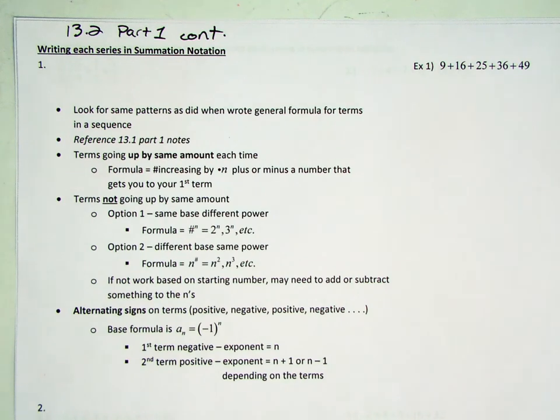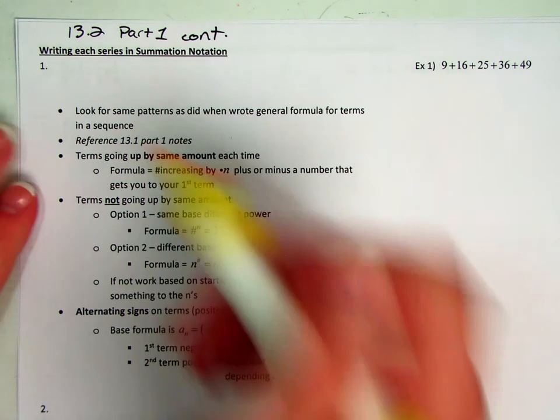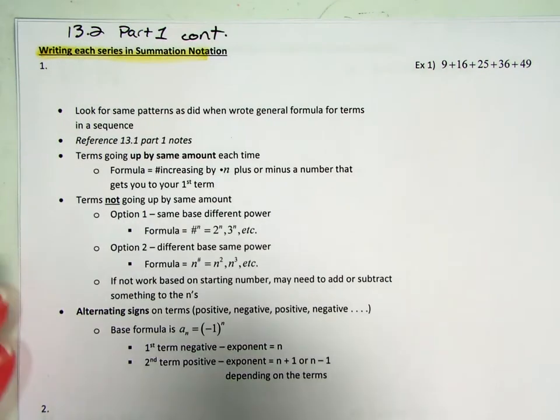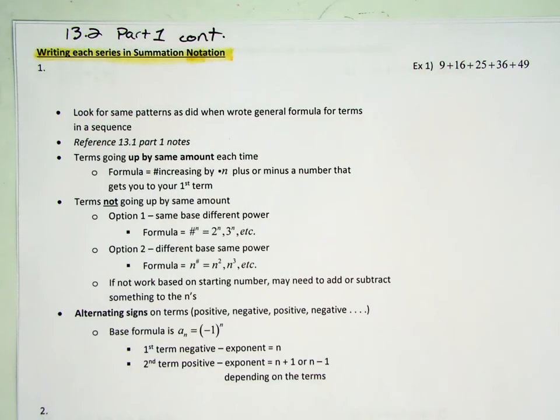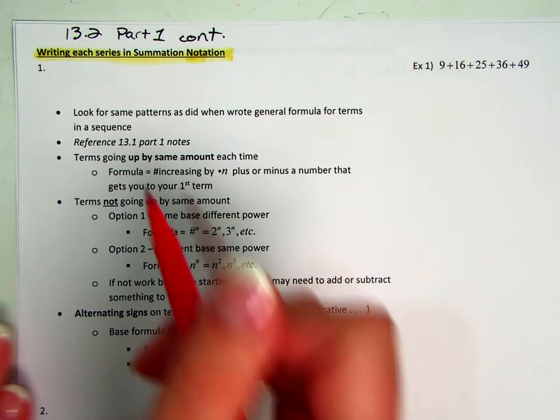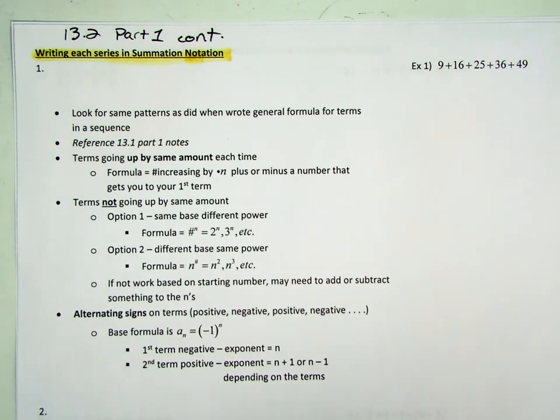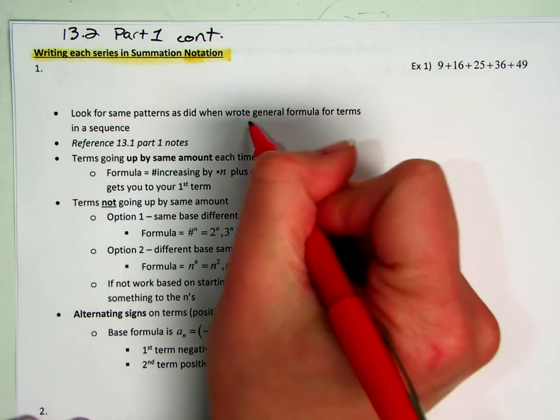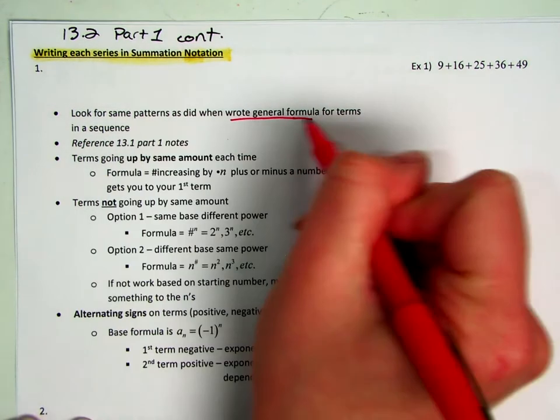All right, so in the first video, we worked on actually finding summations and understanding the notation. This second part is all about actually writing each series in summation notation. Now, what you should note about this is very similar to what we did in 13.1, where we had to write the general formula for a term.